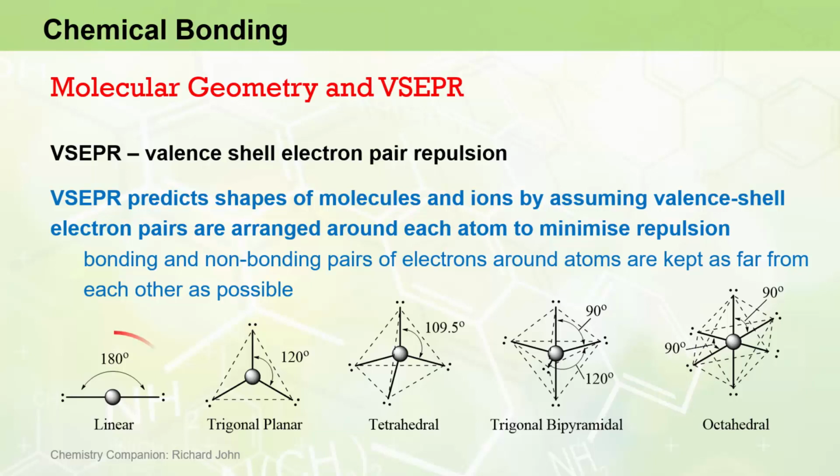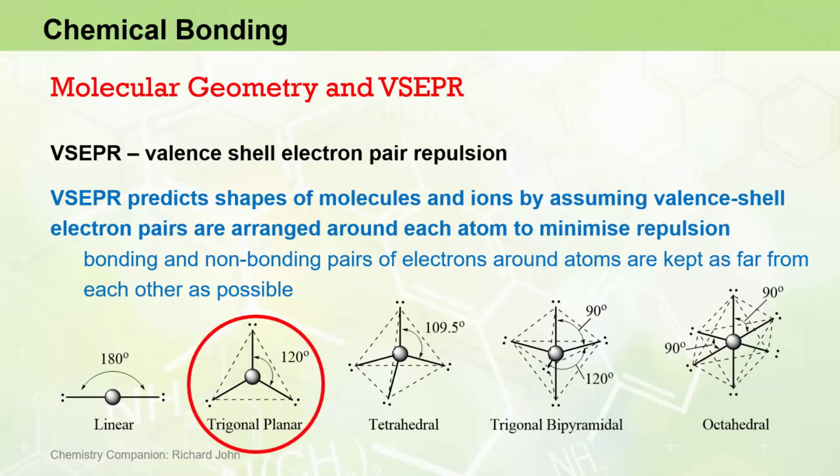possible. For example, in this figure we can see that when two pairs of valence electrons surround the nucleus of an atom, they will arrange themselves to be on opposite sides of the nucleus. Under this arrangement, the electron pairs are as far from each other as possible and the repulsion is minimized. This gives a linear arrangement of electron pairs with the angle between them being 180 degrees.